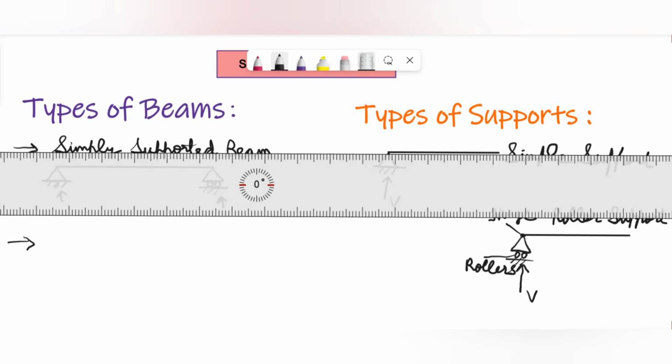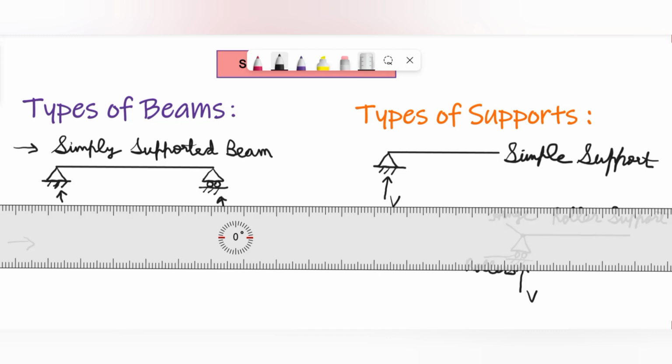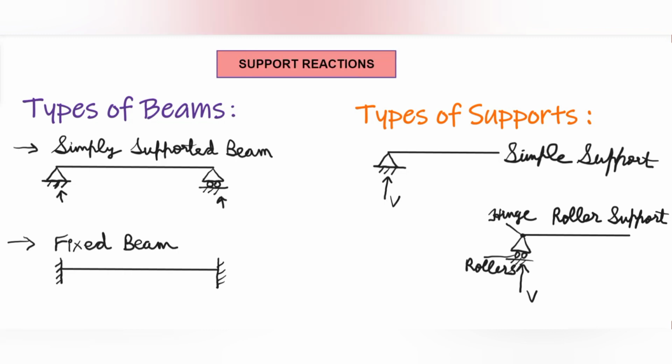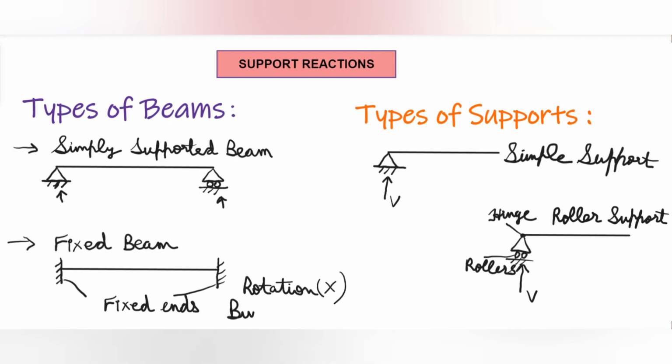Let's see another type of beam which is a fixed beam, and here as you can see on this side and on this side, that is on both the sides it is fixed. We can also call it as a built-in beam. It is fixed to resist rotation. Let me just write this. These are my fixed ends. They will resist rotation, that is there will be no rotation here, and this type of beam is also known as built-in beam.